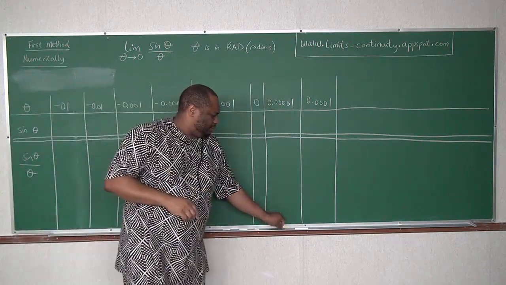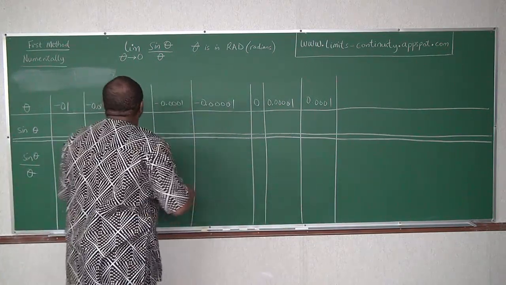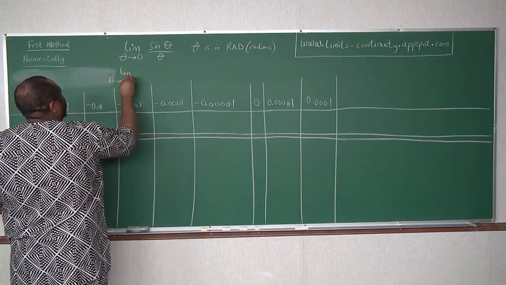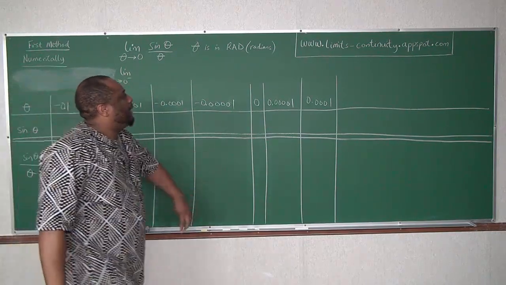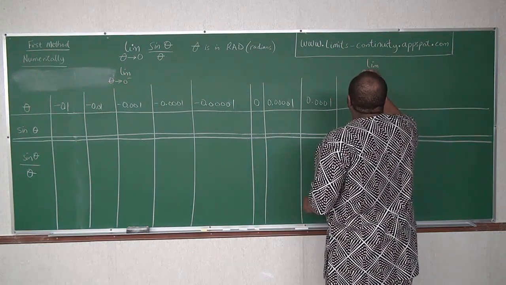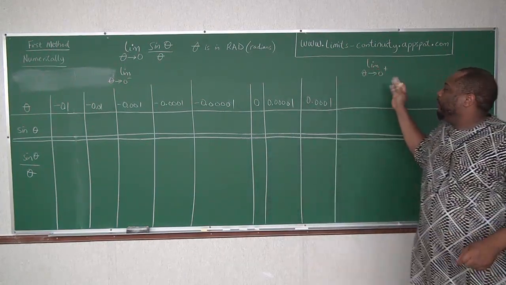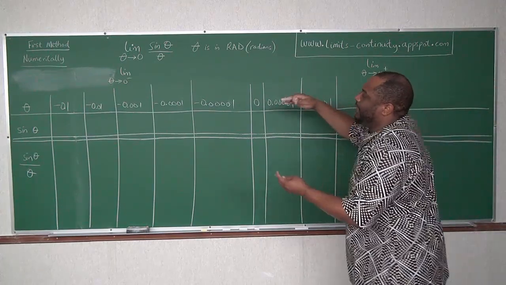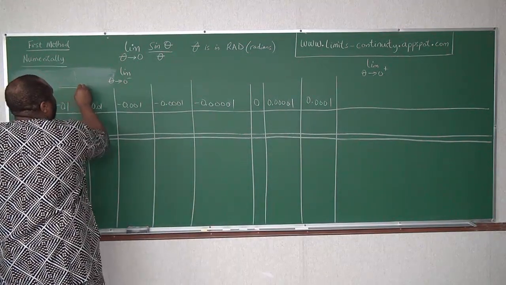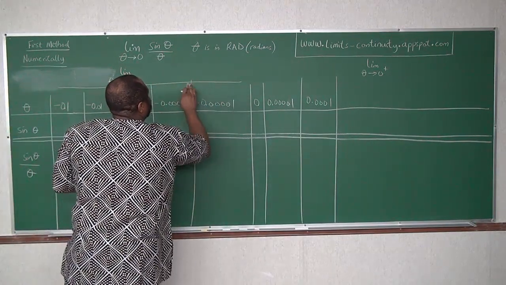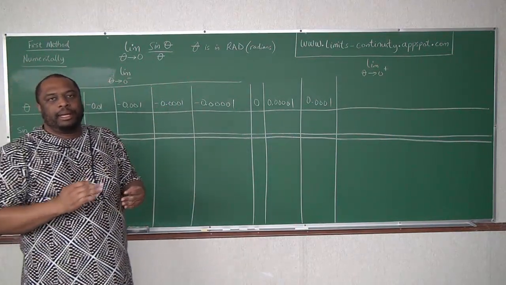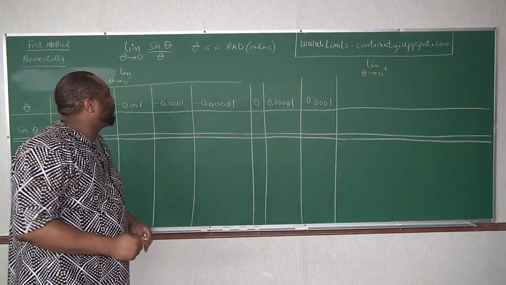Let me use yellow chalk to write it. Limit as theta approaches 0 from the left. That is this here. And this will be the limit as theta approaches 0 from the right, this area. So everybody is going towards 0. That's why it increases up to 0, because limit is a gradual increment towards that value.